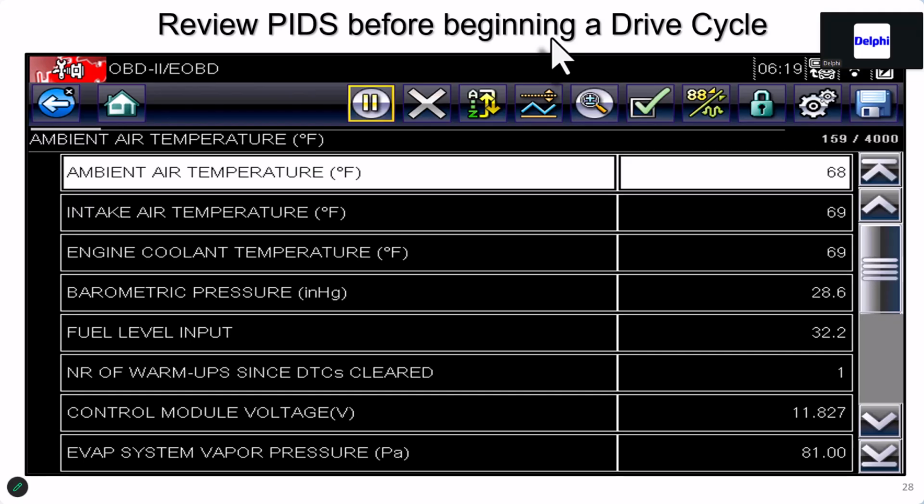Fuel level: some vehicles, systems under 15%, they're suspending the monitor test. EVAP suspends it on some cars at 100%. So keep the fuel level in mind, and make sure you have enough fuel in there to run your test. That's very, very important. Warm-up cycles.